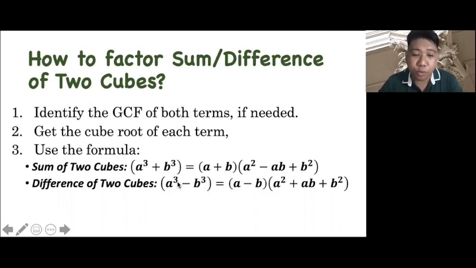Kapag difference of two cubes, ang ating operation sa binomial factor ay palaging minus. Pagka naman dun sa trinomial factor natin, ang ating first operation ay plus, which is opposite nung ating given na difference of two cubes. At yung ating last operation ay palaging plus.